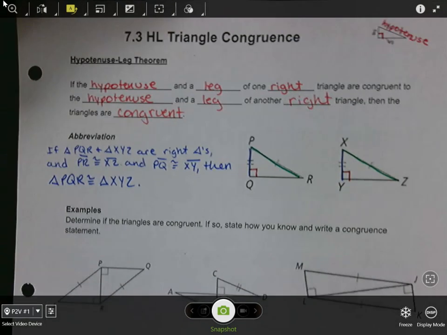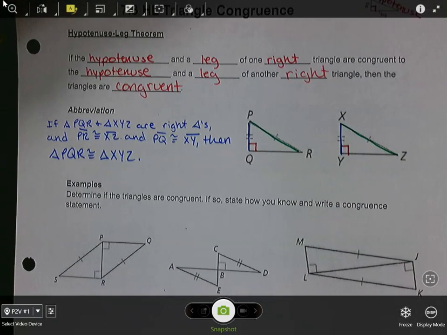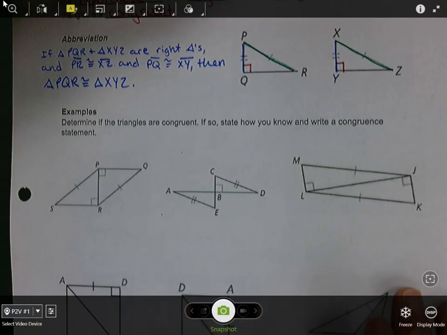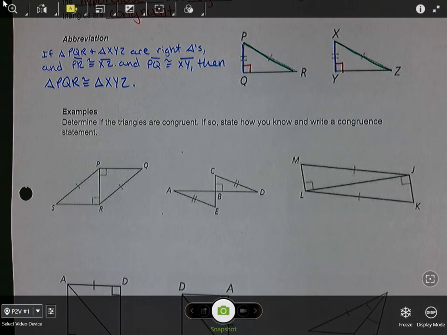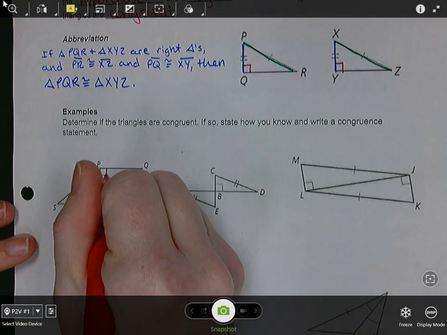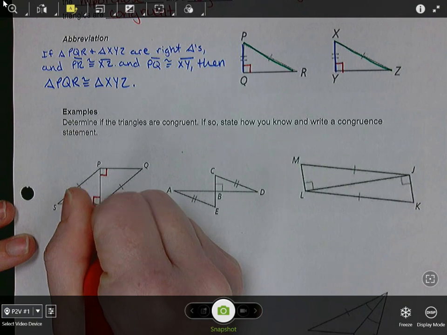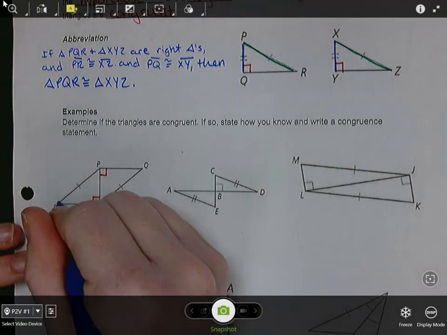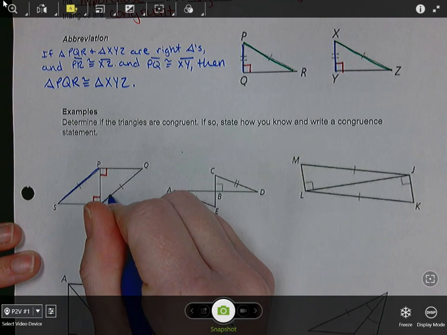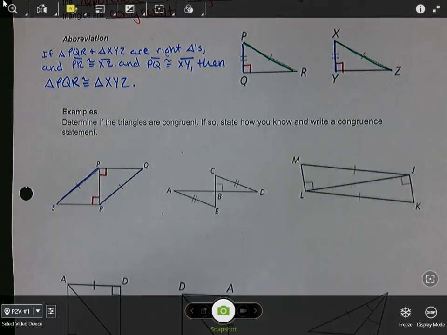Okay. All right, so let's do some examples. Hypotenuse leg. It says determine if the triangles are congruent. If so, state how you know and write a congruent statement. Okay, so first thing you want to look at is it a right triangle? To be a right triangle, it has to have a right angle marked. Okay, so I notice here that this is a right angle, and that's a right angle. So I'm going to mark those right angles. Okay, then I'm going to mark the pair of sides that are congruent. So this side is marked congruent to this side. And then I notice that these two triangles share a side, so I can automatically mark it congruent as well.